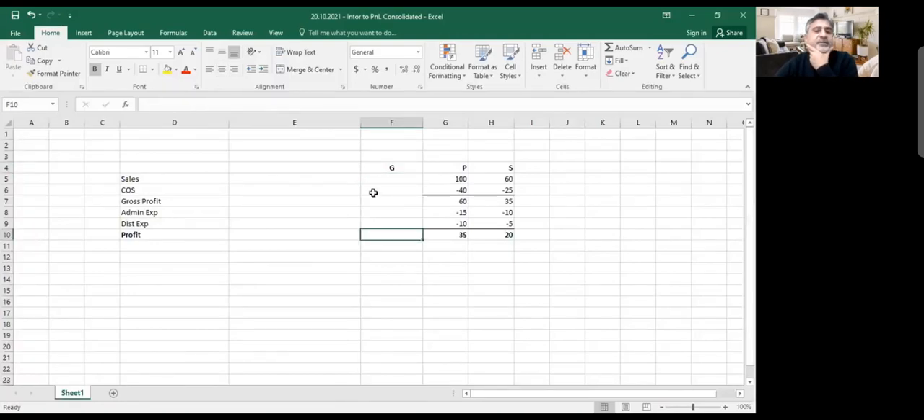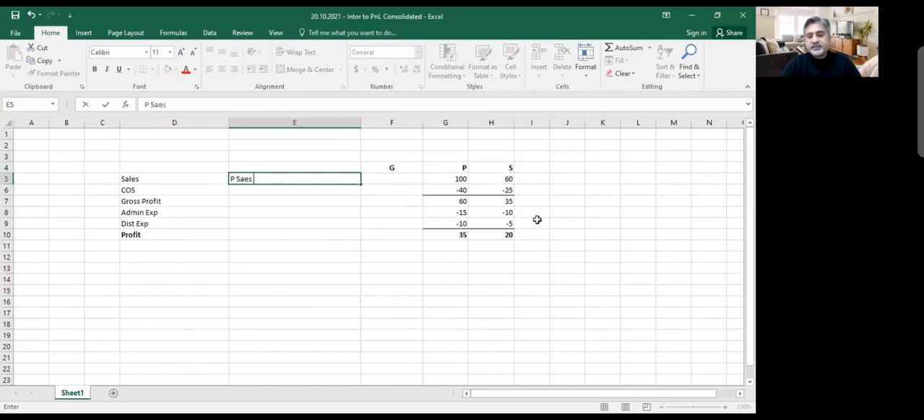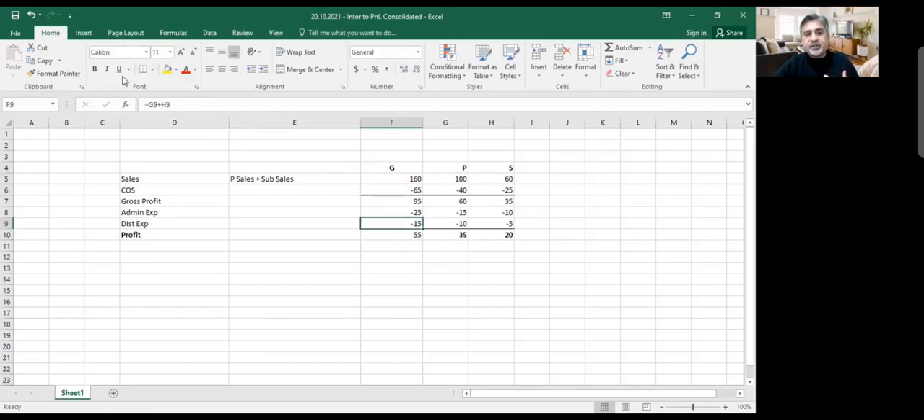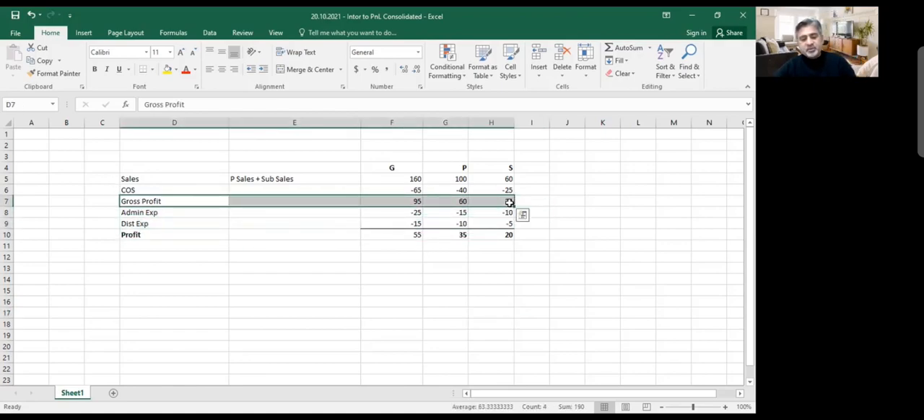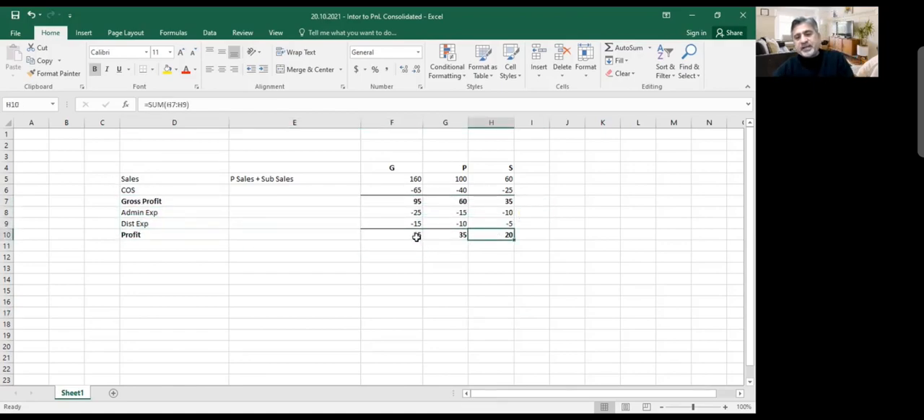Okay. So generally what happens, you say A sales plus B sales. So the rule is, you say parent sales plus subsidiary sales, because consolidation is a process of adding together, which means 100 plus 60, this should be 160. Then this plus this, then this one, then this one. It looks like that makes life very easy. We call it line by line consolidation. Line by line consolidation means parent revenue plus subsidiary revenue, parent cost of sales plus subsidiary cost of sales, parent admin expenses plus subsidiary admin expenses. So ultimately 35 plus 20 makes you 55.